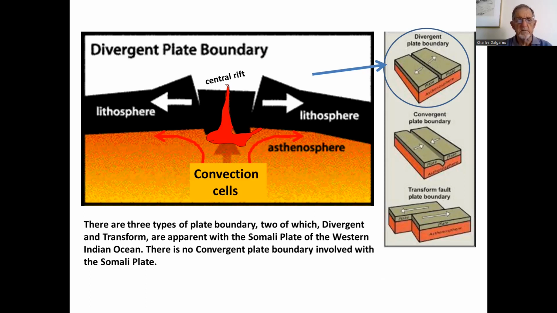And reading this, there are three types of plate boundary, two of which, divergent and transform, are apparent with the Somali Plate of the Western Indian Ocean. There's no convergent plate boundary involved with this plate.